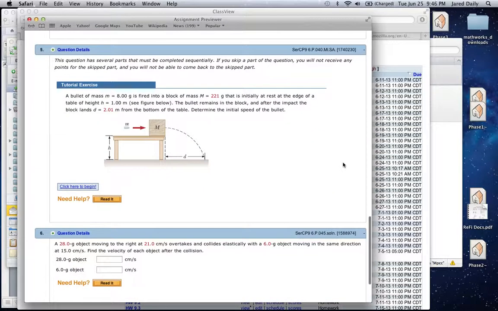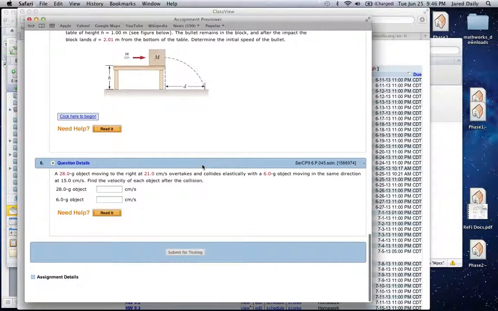Question 5 is a tutorial, and it's another ballistic pendulum, but you're going to use a kinetic energy thing as it falls down this distance, and it's going to go a certain distance here, and it will step you through how to do that. And then in problem 6, you have a 28-gram object moving to the right. It overtakes and collides elastically with this 6-gram object moving in the same direction. So same direction to the right, call them both positive. Find the velocity of each object after the collision. It's an elastic collision. You conserve momentum. You conserve kinetic energy. You can solve these equations when you get all those equations written out and all the proper things plugged into them.